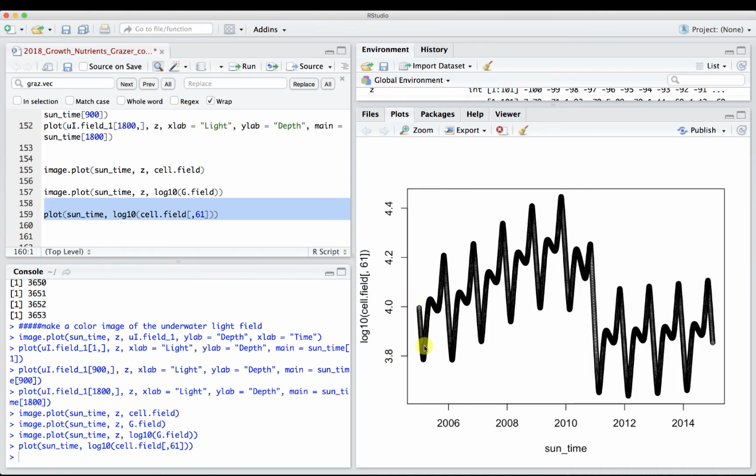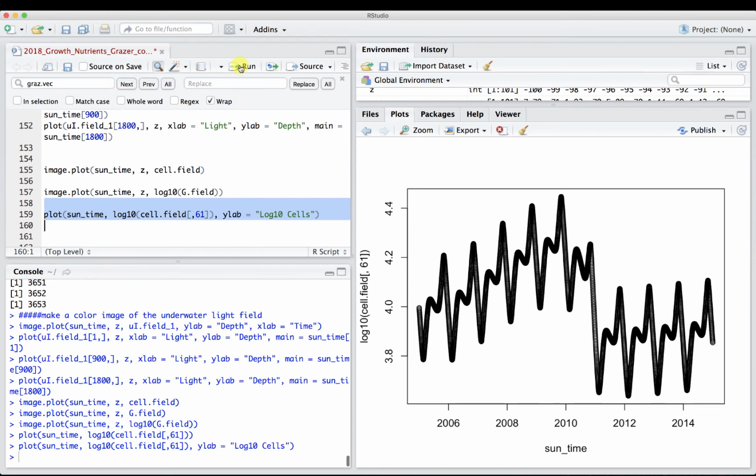Okay, yeah, we see oscillations in cell concentration. Remember, this is in log 10 space. So we can see this. We can just put a ylab equals log 10 cells. You definitely see those oscillations there, and then kind of crashes and starts oscillating again.